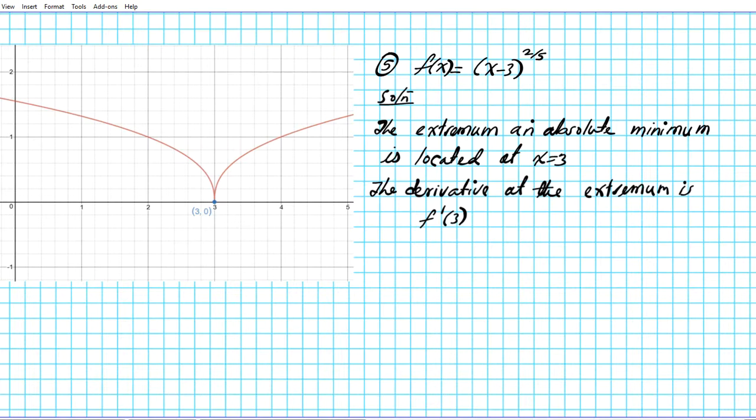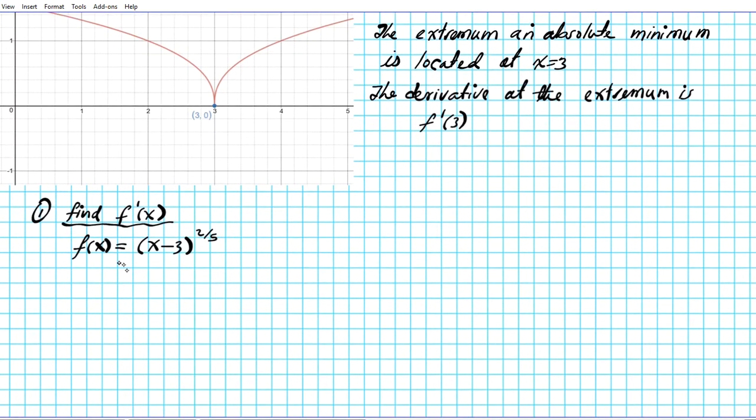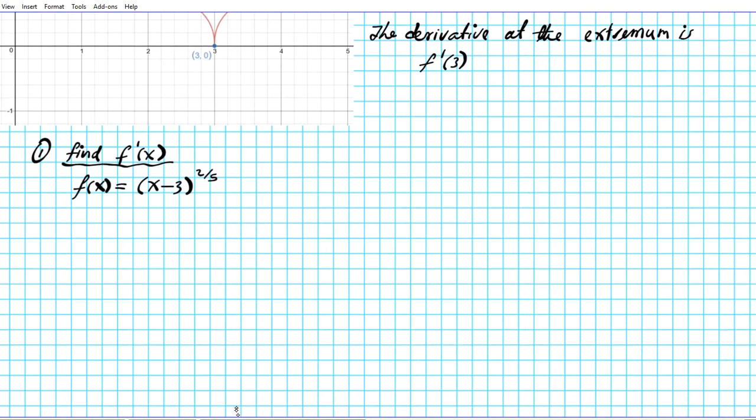Alright, so let's start out with part 1. We want to find the derivative of the function. Let's find f prime of x. Okay, we have the function f of x equals quantity x minus 3 raised to the 2/5. Now, what type of function is this? You notice we have an outer and an inner function. This is a composite function. Anytime you have a composite function, you use the chain rule. So we want to find f prime of x, which is the derivative of x minus 3 raised to the 2/5.